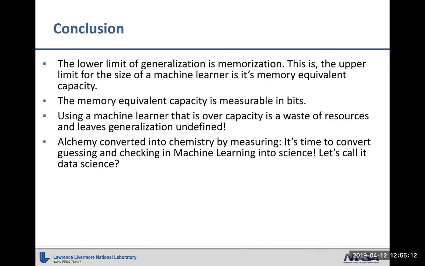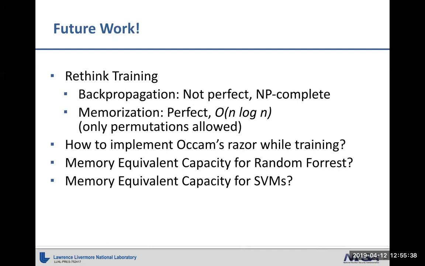Now, in general, I would say, I'm cynical here, but it's true: alchemy was converted into chemistry by measuring. It's time to convert this guessing and checking, where we just keep accuracy without any units, into actual science, and then we can go political and say let's call that data science. Okay.